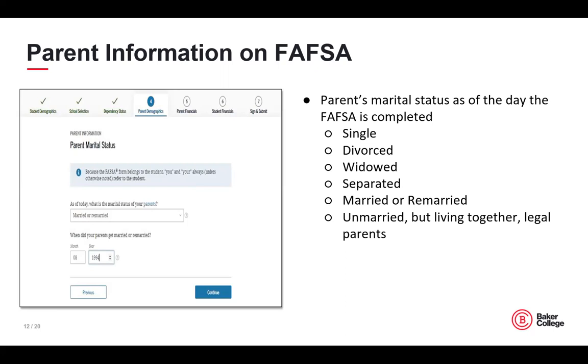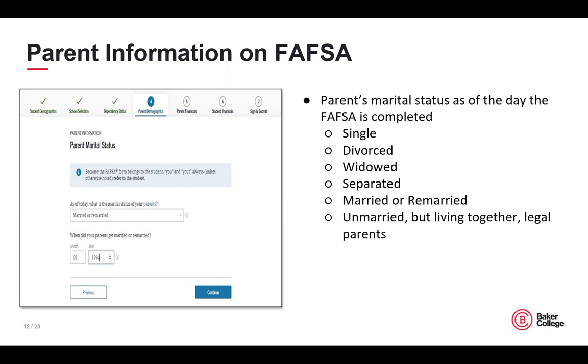If that biological or adoptive parent is remarried, the step-parent's information must also be included. Only biological or adoptive parents, and in the case of remarriage, the step-parent information can be used on the FAFSA. Students should never include information for grandparents, legal guardians, or a family friend with whom they may be living.